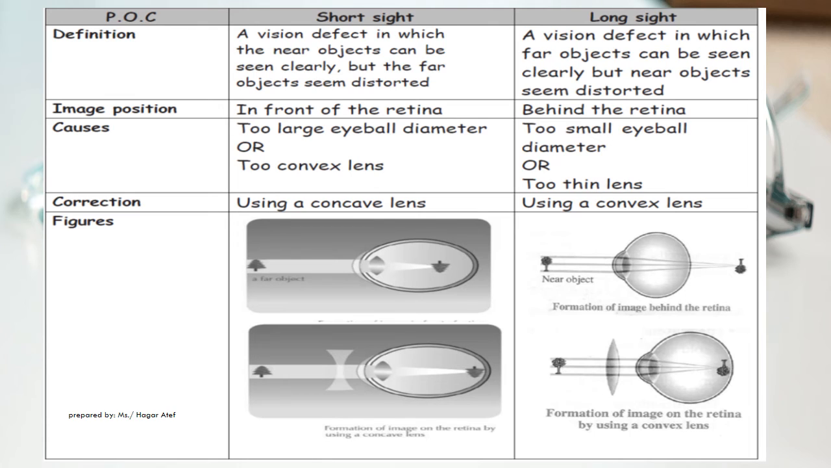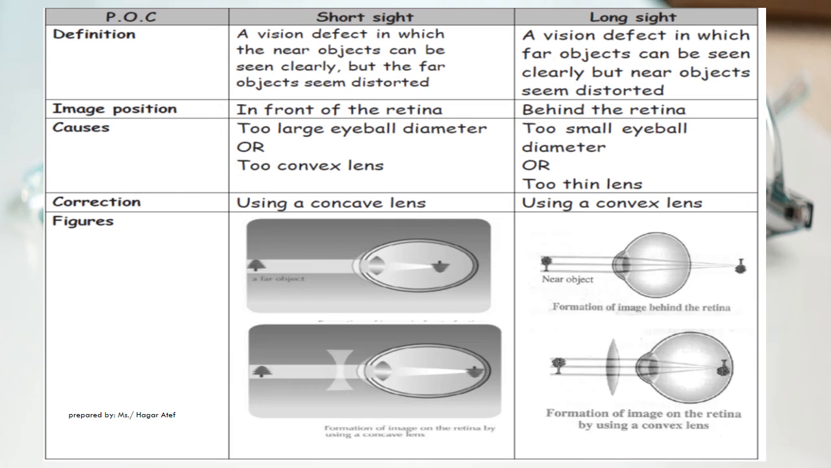Causes. Number 1, the increase in eyeball diameter. This causes the retina to be far from the eye lens. Number 2, the increase in the convexity of the eye lens surface. This causes a shorter focal length for the eye lens.